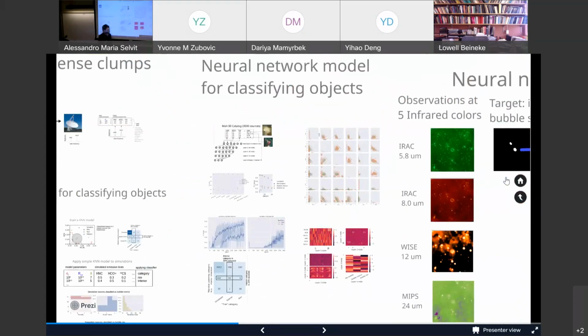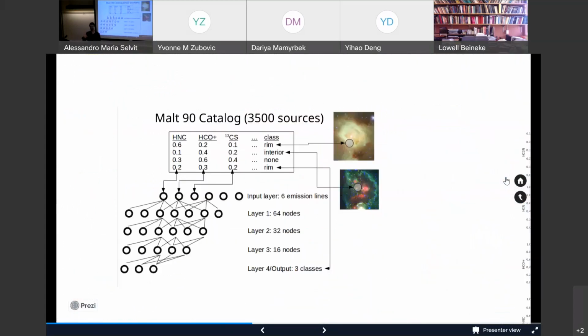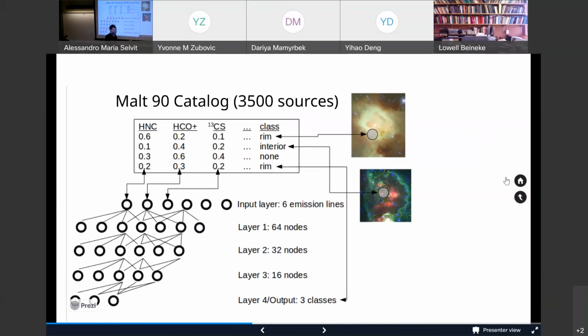Okay, so I claimed that that was a simple model to compare our computer simulations against the Mult 90 observations. I want to present a somewhat more sophisticated, complex model, and that's a neural network. So we start with the same approach, where we have the Molt-90 catalog that has a bunch of sources. For each source we've measured molecular line strengths and categorized the source as rim, interior, or none. So I designed a neural network to use this as data for predicting categorization.